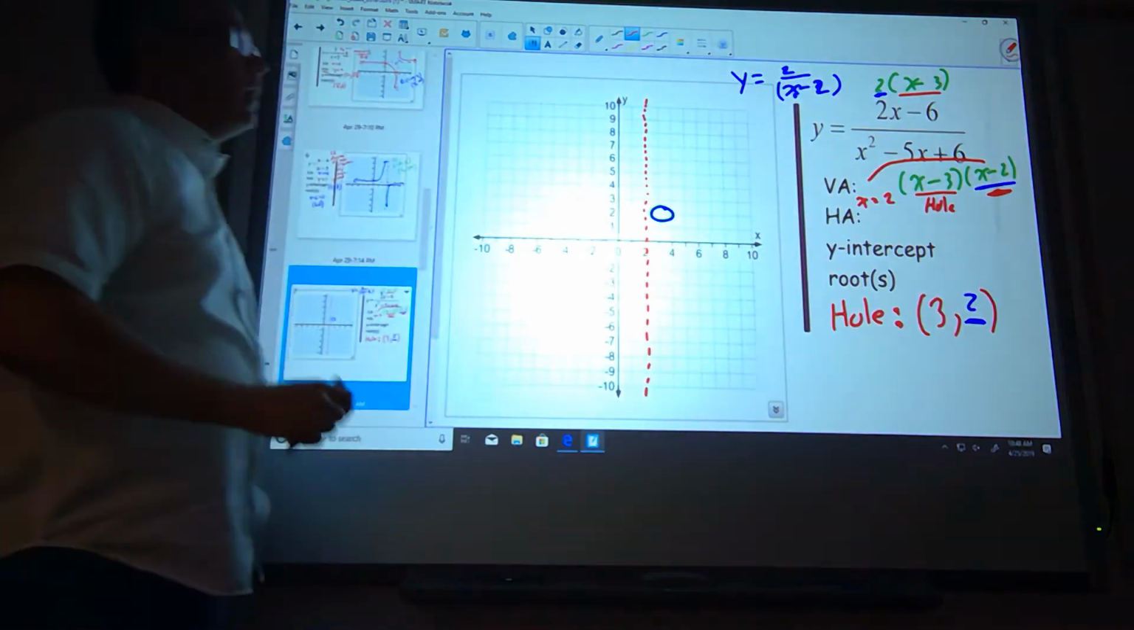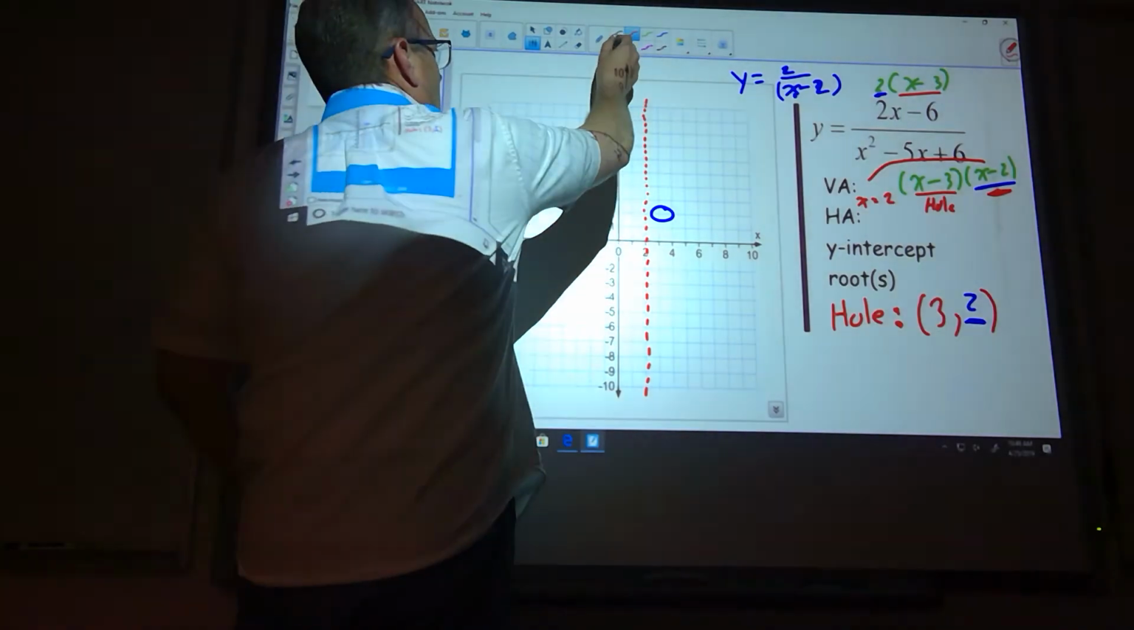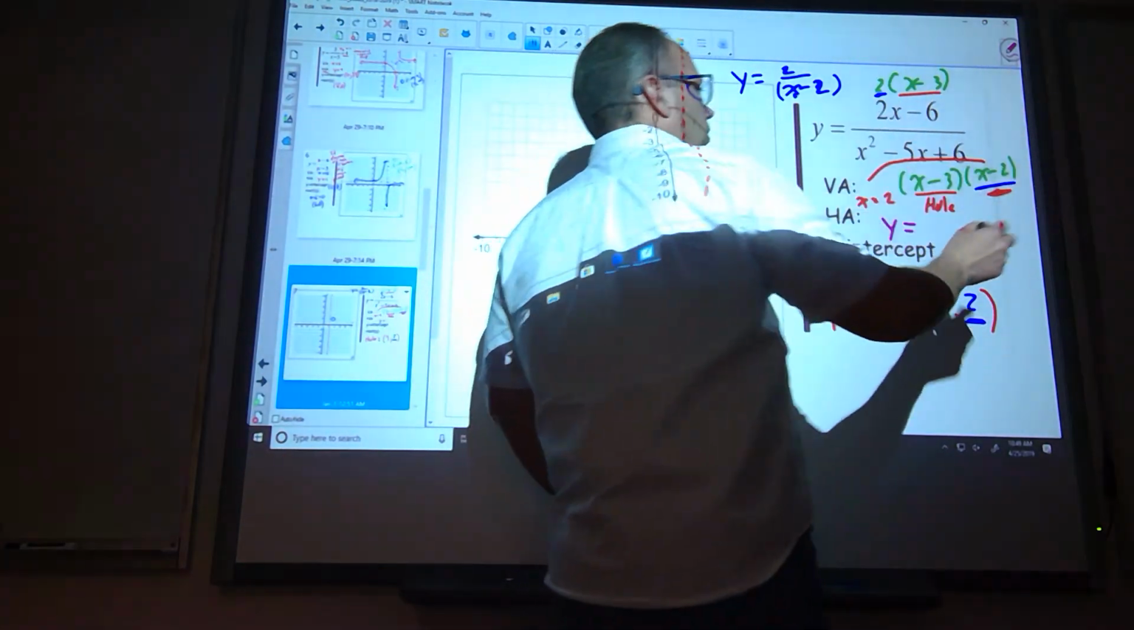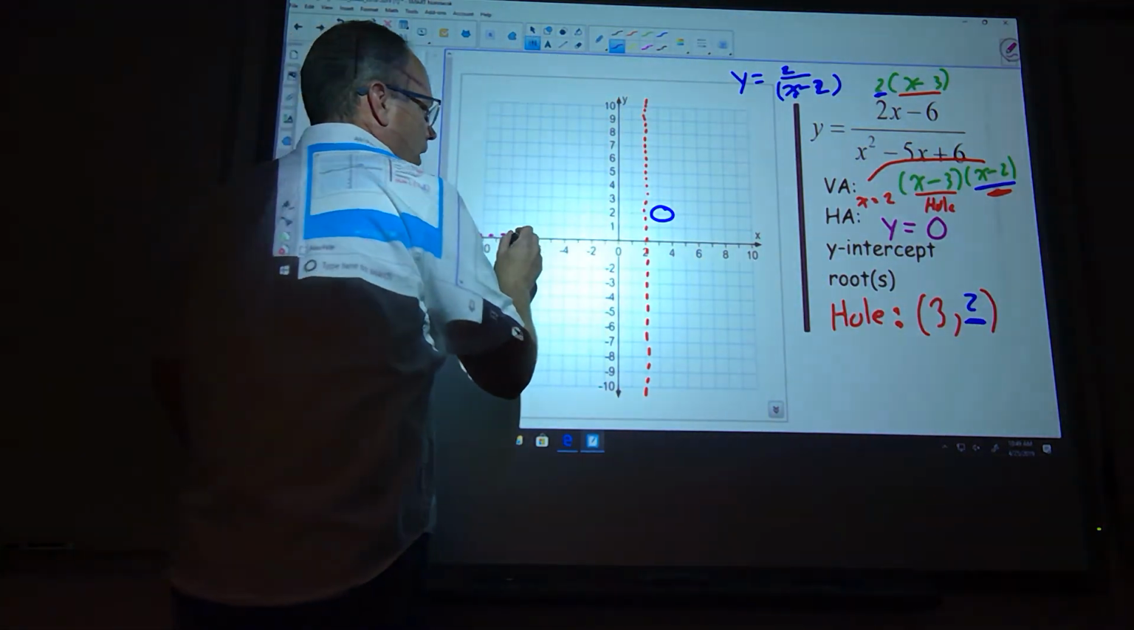We good there? Yeah. Horizontal asymptote: the degree on top is just a number on top, so that's x to the 0 on top, right? Because x to the 0 is the same thing as 1. So my degree on top is less than my degree on bottom. My horizontal asymptote is just going to be y equals 0.